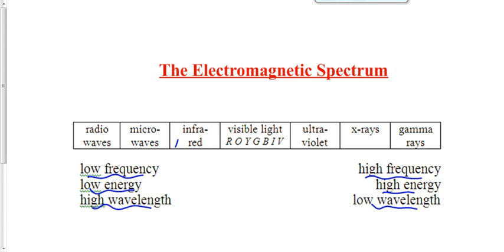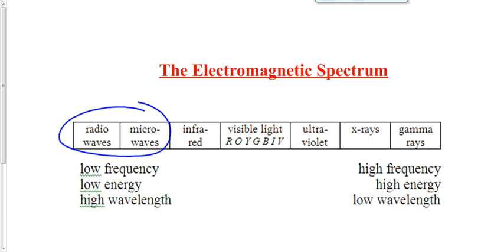We're going to say that radio waves and microwaves are produced by oscillating electric charge. What do I mean by that?